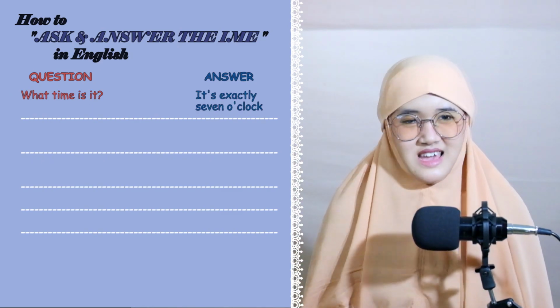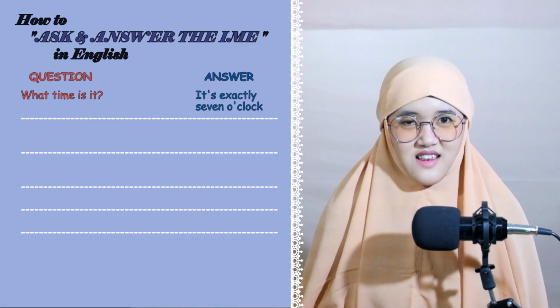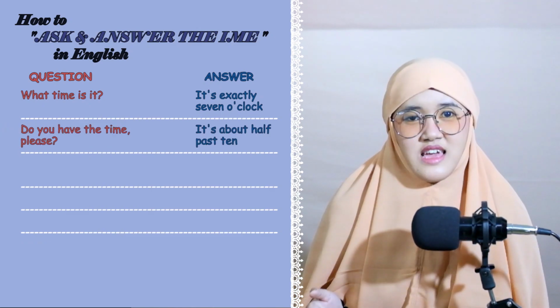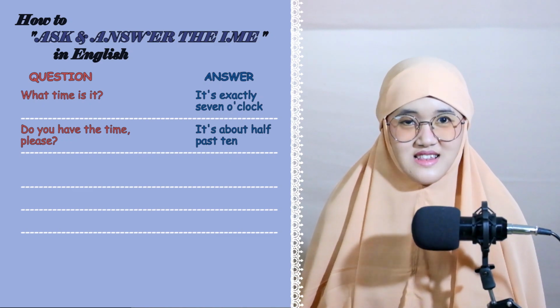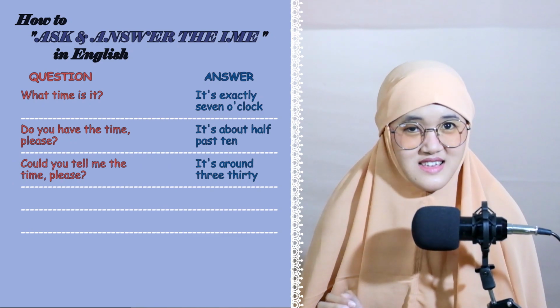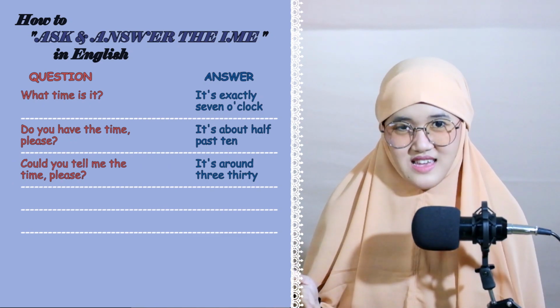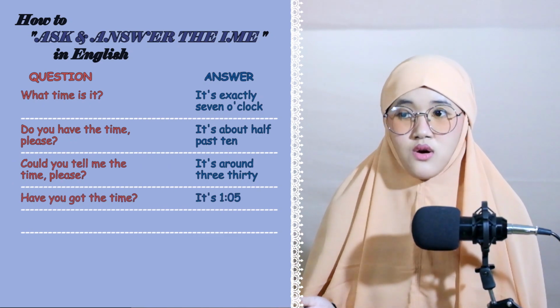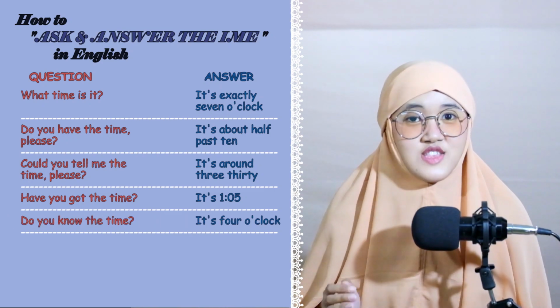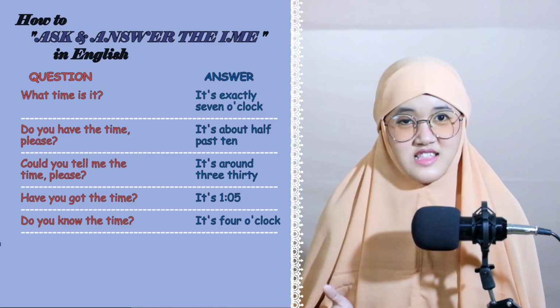What time is it? It's exactly 7 o'clock. Excuse me, do you have the time, please? It's about 10:30. Excuse me, could you tell me the time, please? It's around 3:30. Have you got the time? Oh, it's 1:05. Do you know the time? It's 4 o'clock.